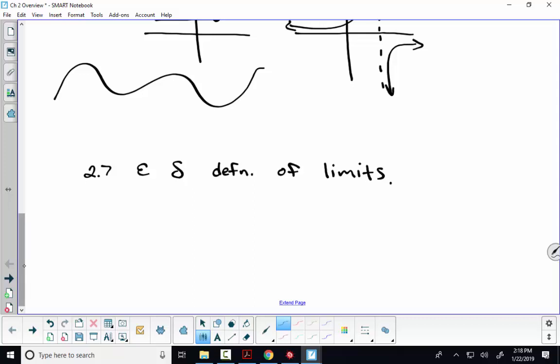It has a tendency to get super analytical and super difficult. Fortunately, in 2.7, we're only going to focus on this graphical interpretation of the definition. But chapter 2 is all about limits.